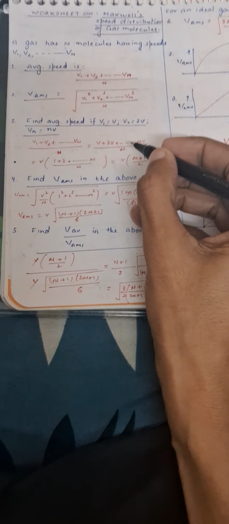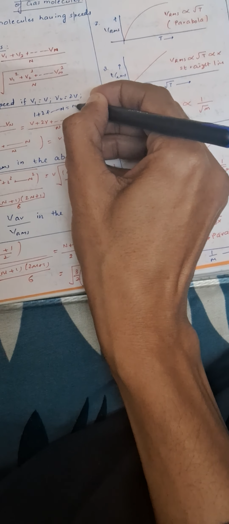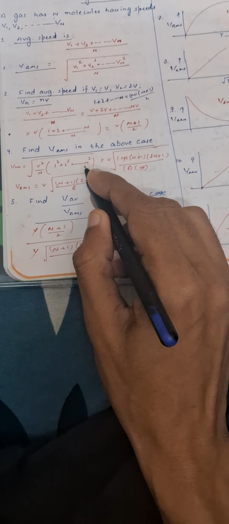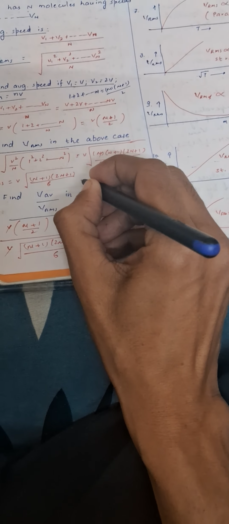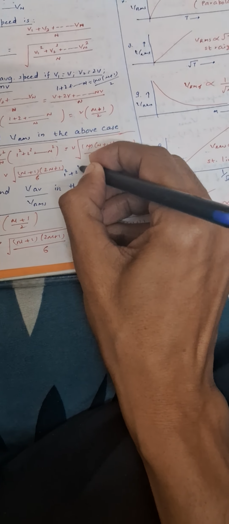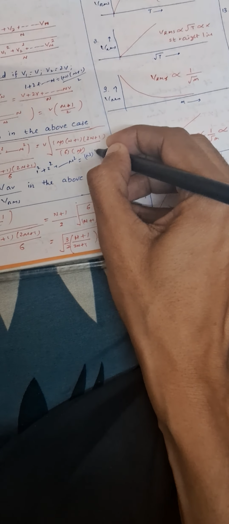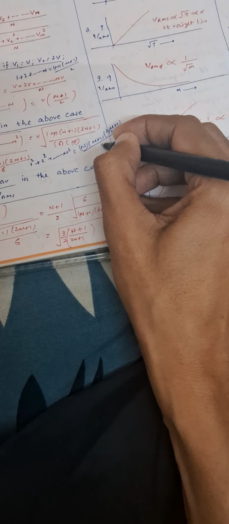Let me write it over here: 1 plus 2 plus so on up to n, this is n into (n plus 1) by 2. Next is VRMS, so just square the terms. We get an expression like this. And here we need to use the sum of squares of first n natural numbers, which is equal to n into (n plus 1) into (2n plus 1) by 6. After substituting the values here, we get this as VRMS.